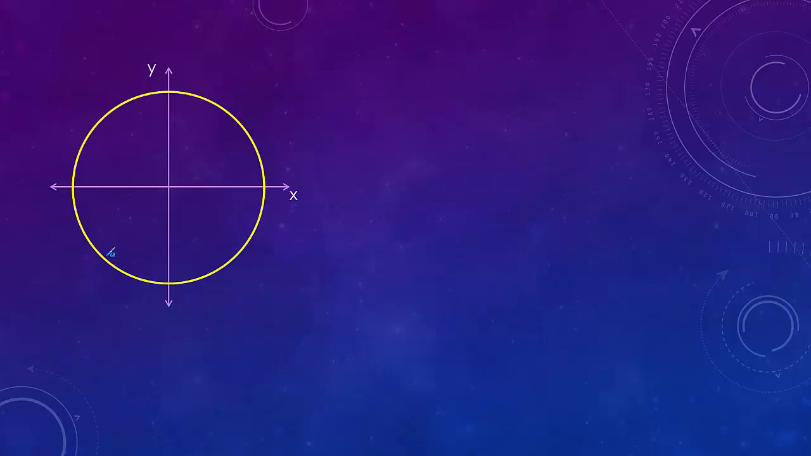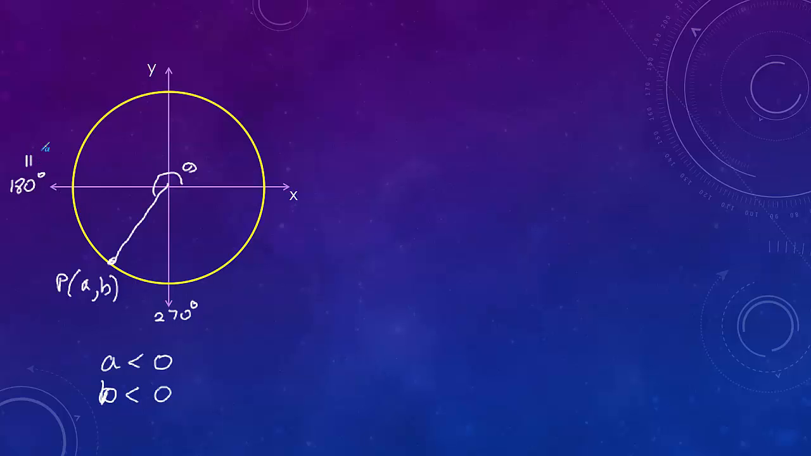So now we're going to look at the third quadrant. So we'll take a point here with coordinates A and B and look at where it is on the graph. We can see there that they are both negative. So A is less than 0 and B is less than 0. They're both negative. And the angle we're actually looking at is this angle here, theta. So it's between 180 degrees and 270 degrees. And in radians, that's pi and 3 pi by 2.